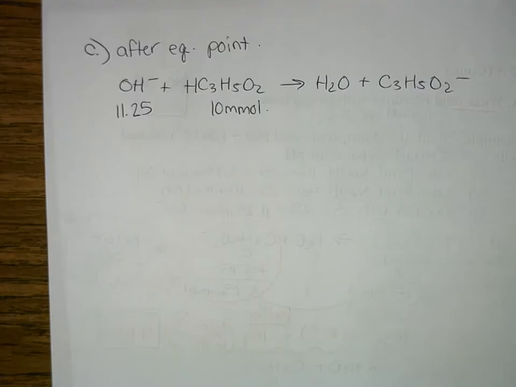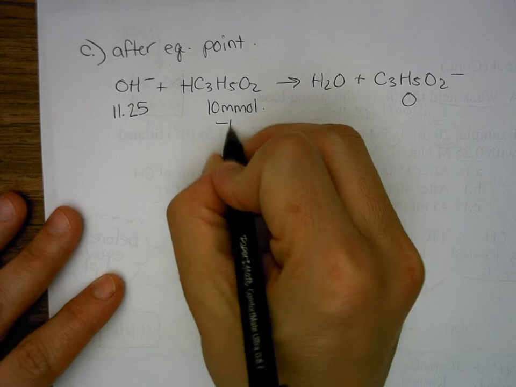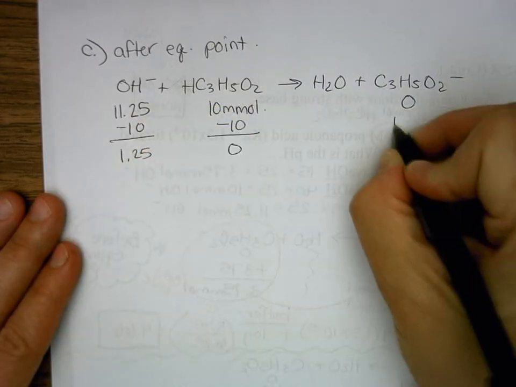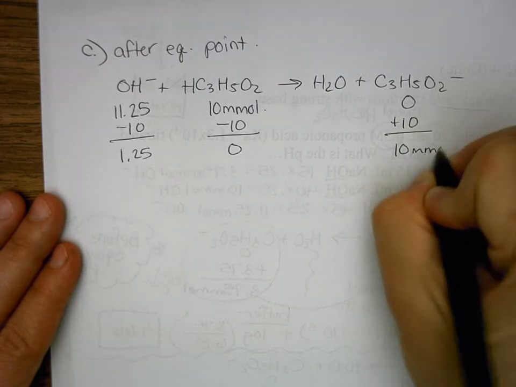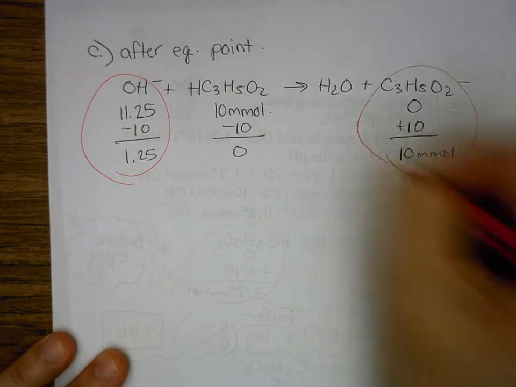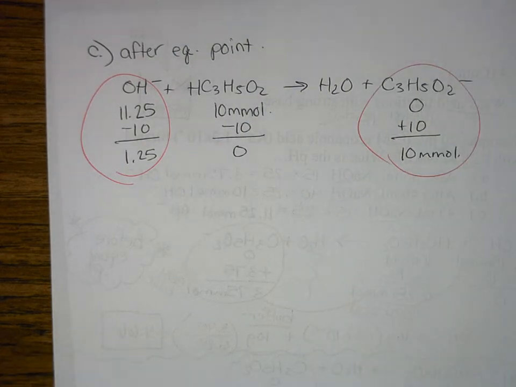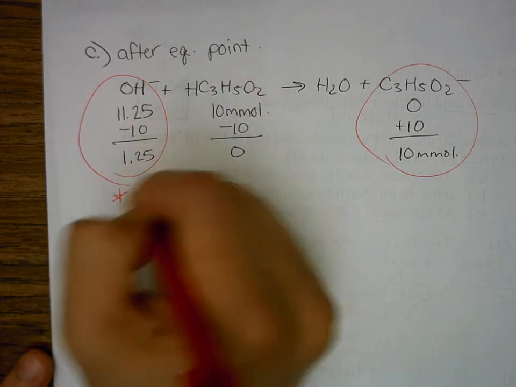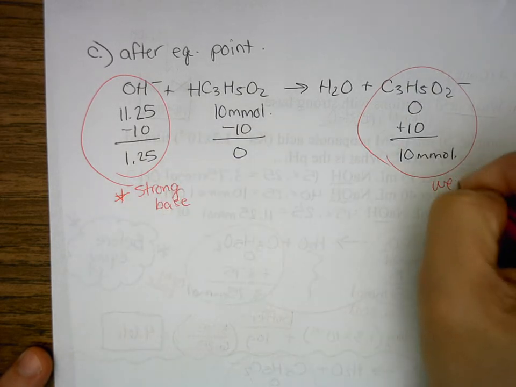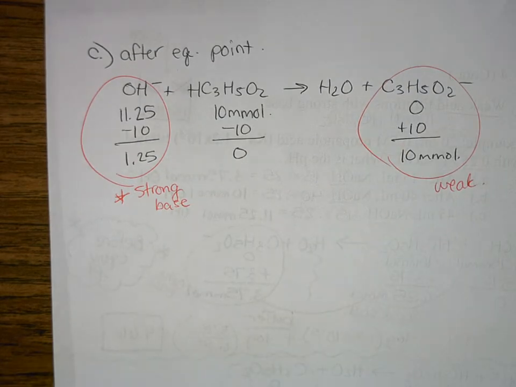Take your smallest number. This is 0. So I subtract 10 over on the left side. I'm left with 1.25. I add 10 over here. So after this reaction happens, what I have is hydroxide ions and propanoate ions. Both ions are basic. Which one of them is the stronger base, hydroxide or propanoate? Hydroxide. Hydroxide is always a strong base, okay? Propanoate ions, it's a conjugate base, it's weak.